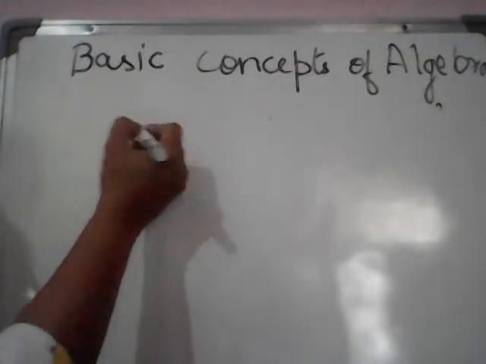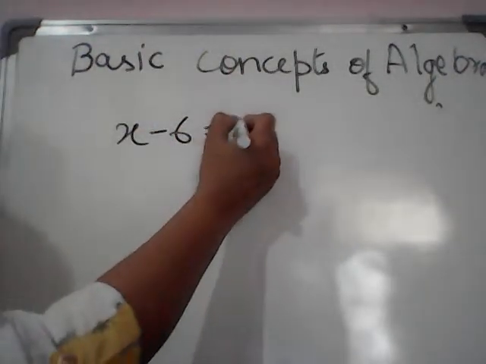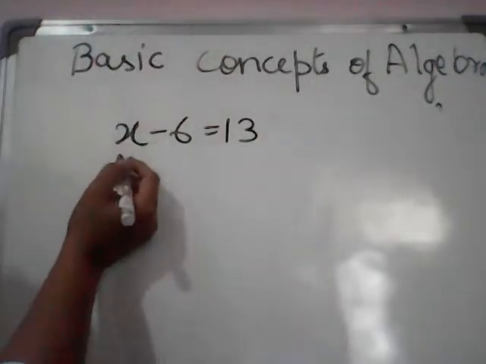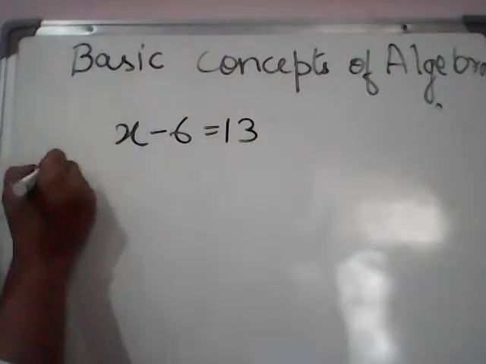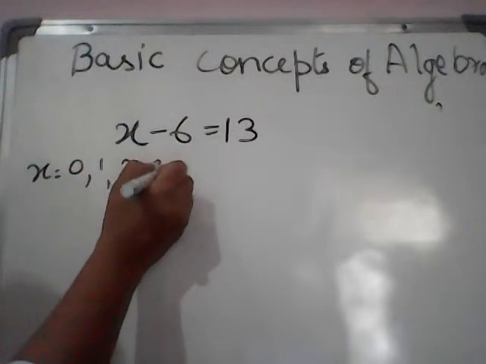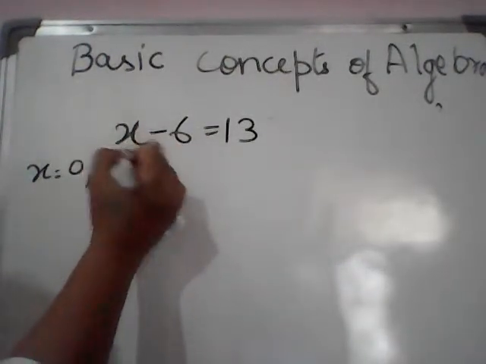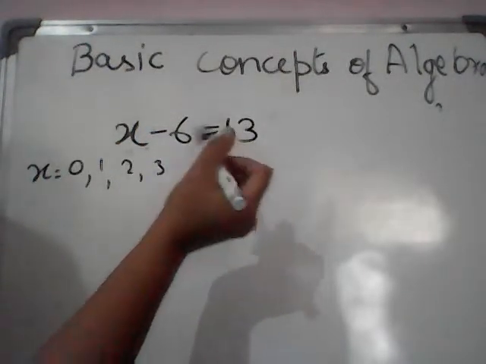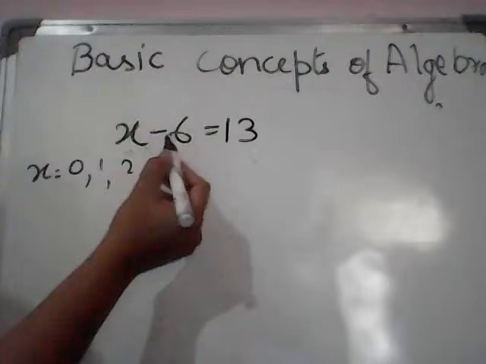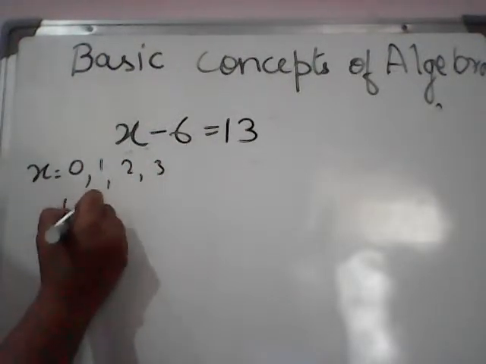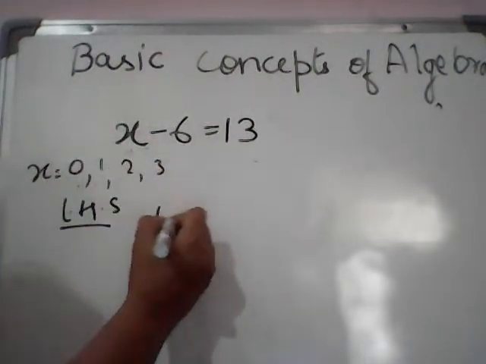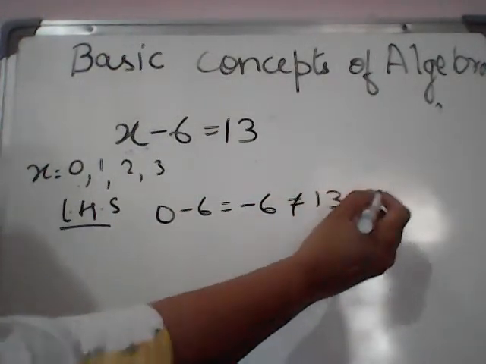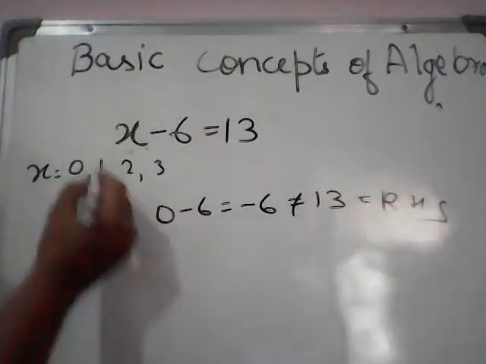Suppose we have a very simple equation, that is x minus 6 is equal to 13. Then what will be the root of this equation? We'll put x is equal to 0, 1, 2, 3, and we'll find out which value of x makes left hand side equal to right hand side. Taking left hand side and putting x is equal to 0, 0 minus 6, answer is minus 6, which is not equal to 13. So it is not equal to right hand side. So 0 is not the root.